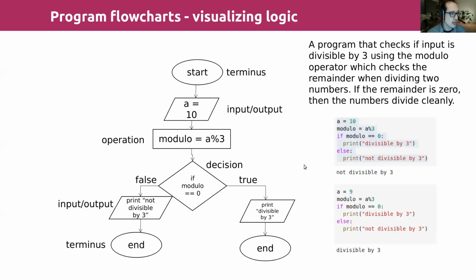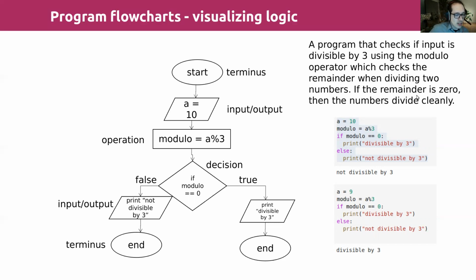So here is an example. This is a program that checks if the input is divisible by 3. And this is going to use an arithmetic operator called modulo. And if you don't know about this, this is an operation which just checks the remainder. So if you remember long division, when you divide things that are not evenly divisible, you're left with a remainder, and the modulo operator will check for the value of that remainder.